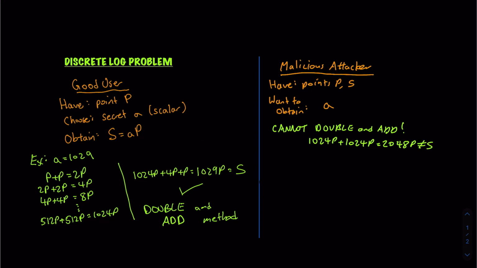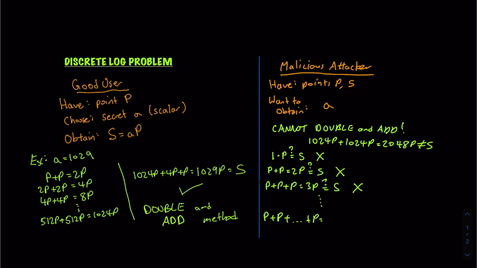So they have no choice but to just try the values one by one. They have to try P, then P plus P is 2P, then 2P plus P is 3P, and so on and so forth. They will need to try 1029 values one by one before ending up with something that equals S, and at that point they know they have found the secret value of A, which is 1029. Now note that that took 1029 operations, way more than the 10 that we needed to calculate S. This is a linear time method now.